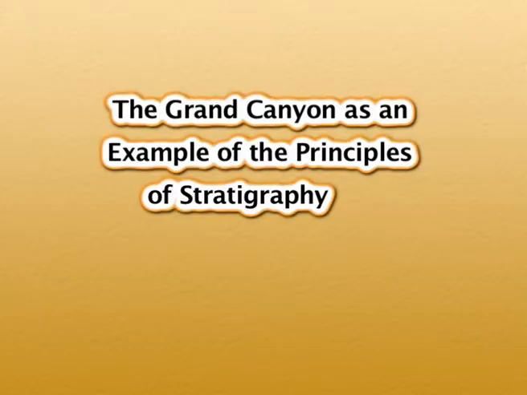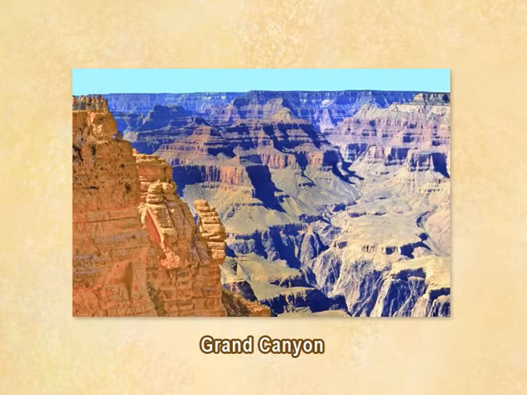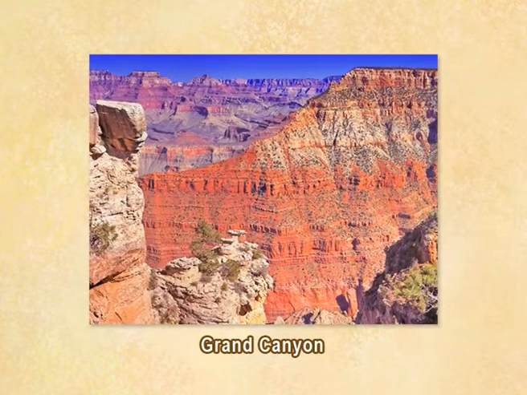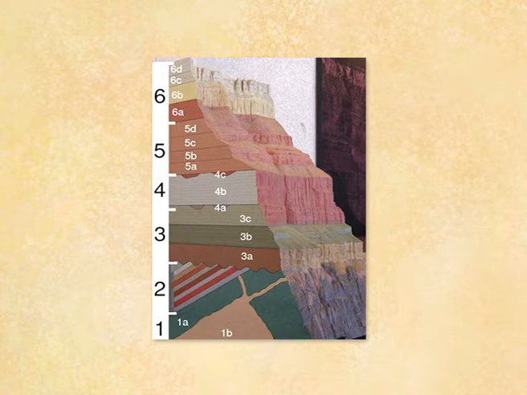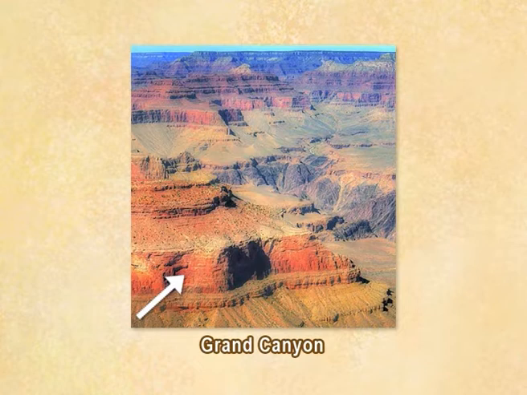Now, the Grand Canyon as an example of the principle of stratigraphy. The Grand Canyon particularly exposes rocks spanning hundreds of millions of years of Earth's history. The oldest rocks in the Grand Canyon are exposed at the base of the gorge and are late Proterozoic. These rocks are overlain by younger Paleozoic age rocks. This is an example of superposition. Each major layer of sedimentary rock in the Grand Canyon contains different types of fossils.